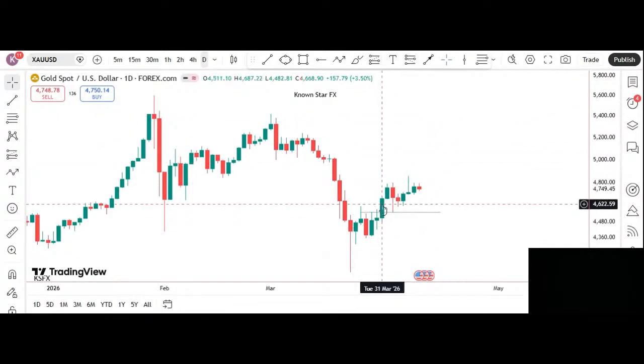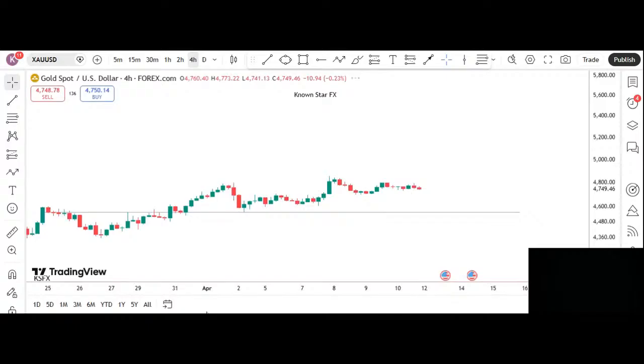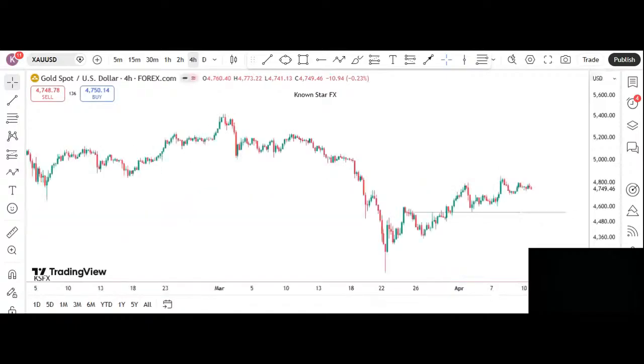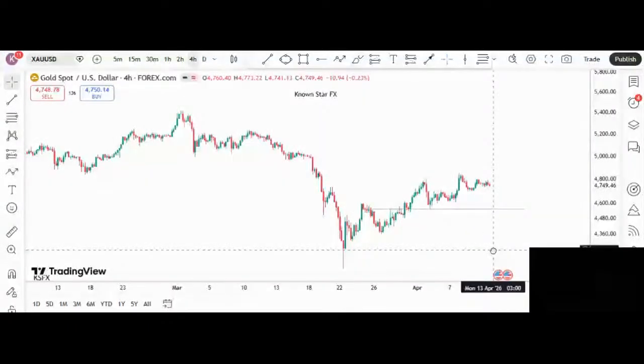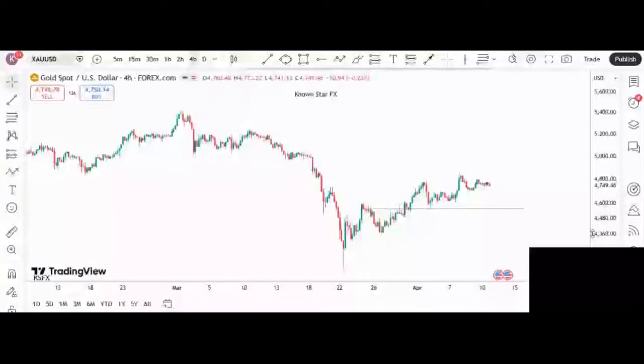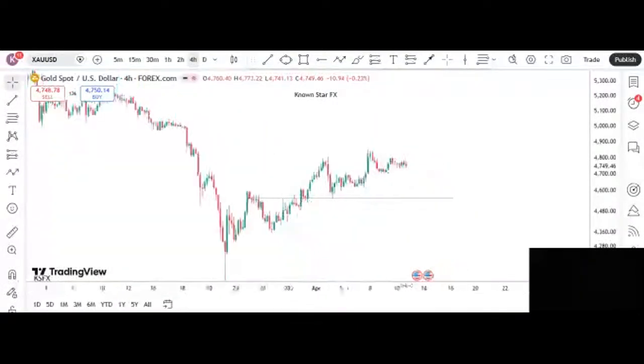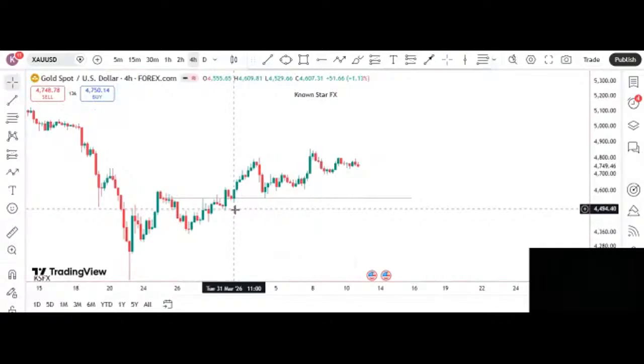So basically, we have this major level on the higher time frame, on the daily time frame. Now let's go down to the 4 hours time frame and just try to see how things are in real time, right? Let's try to see what's happening in real time, right?